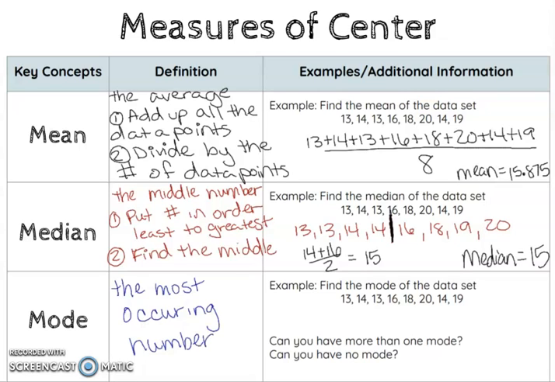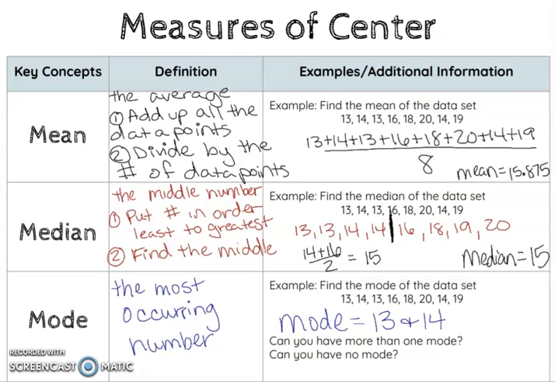Okay, mode is going to be the most occurring number. So I'm just going to look and see which one shows up the most. In this data set, I have 13 listed twice and 14 listed twice. So my mode would be 13 and 14.